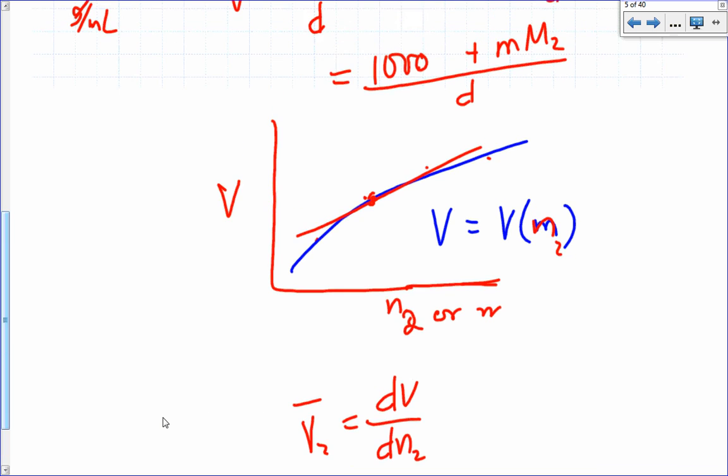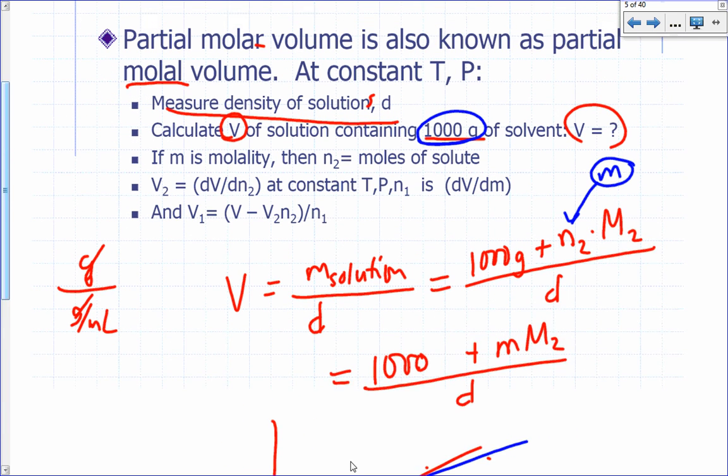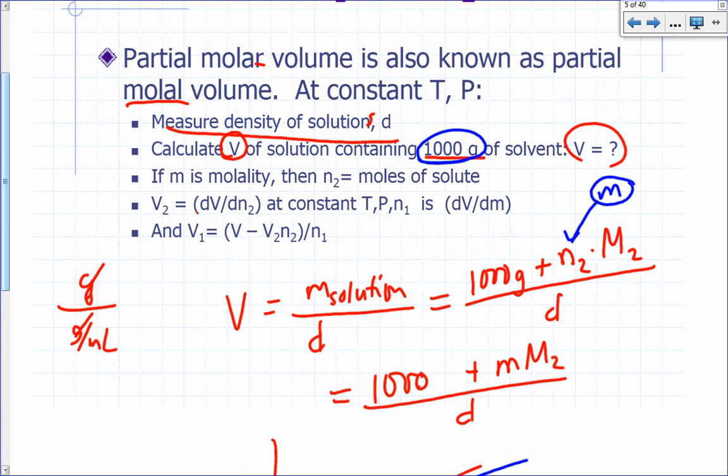Once you know the partial molar volume of component 2, that's dV/dN2, then you can solve for the partial molar volume of component 1 for any given mixture. Whatever the V is for that mixture, you subtract V2 N2 over N1. Where does that come from?